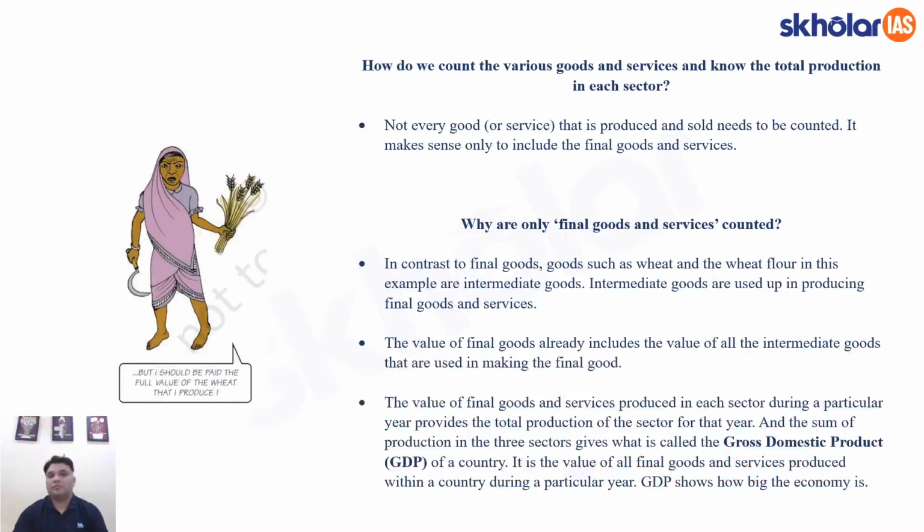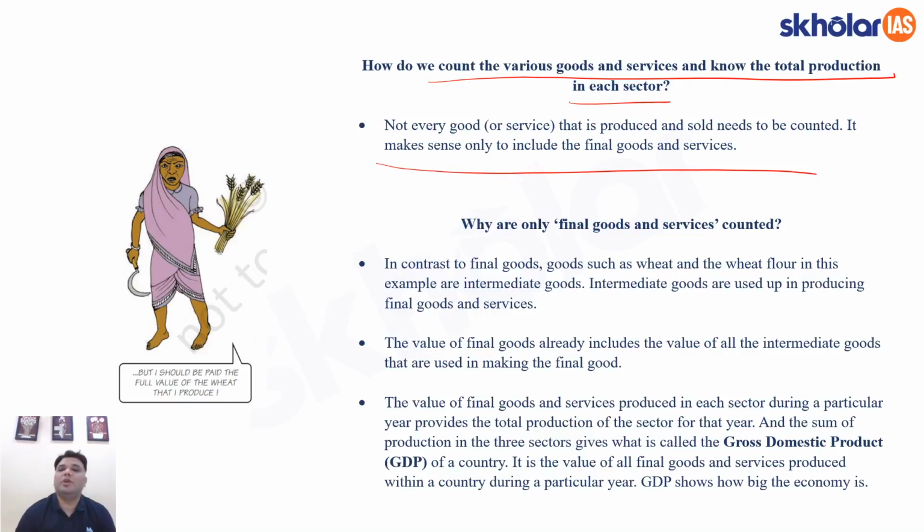Moving on, how do we count the various goods and services and know the total production in each sector? ये हमें पता कैसे चलेगा? What is the quantum of services and goods that we are producing? Right. So NCERT कहता है that not every good that is produced or not every service which is rendered needs to be counted. Right. It makes sense only to include the final goods and services.